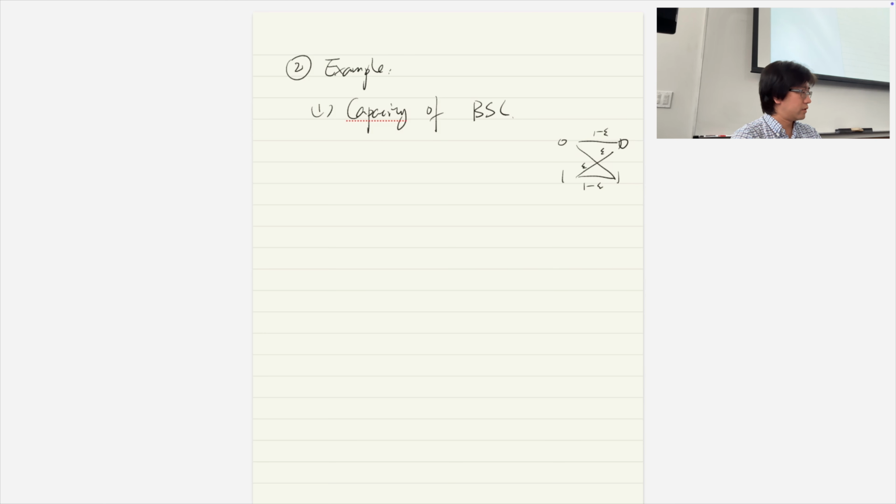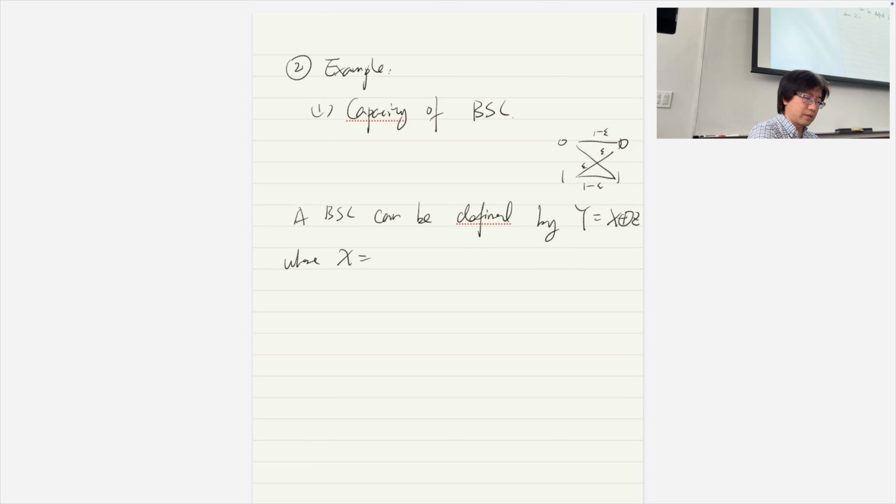Right, so this is a binary symmetric channel. One way we can model this is as follows. A BSC can be defined by y equals x XOR z. This is either XOR or a plus in the binary field, meaning 1 plus 1 equals 0. The input and output are both 0s and 1s, where x and y are both in {0, 1}.